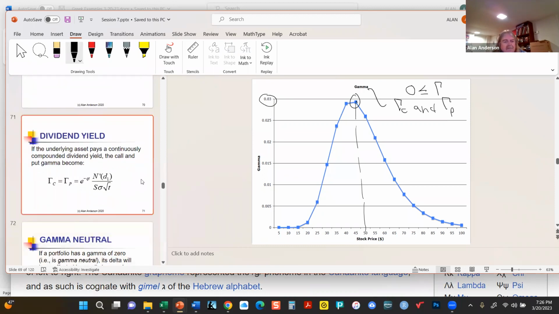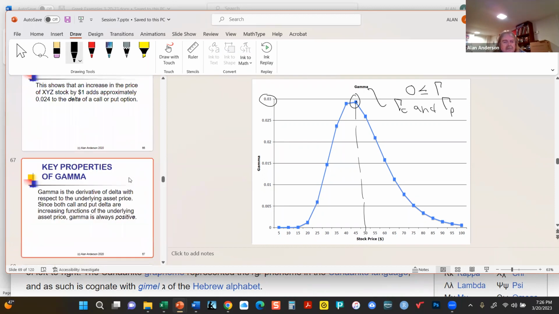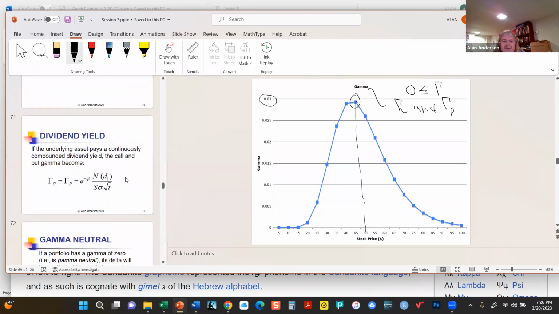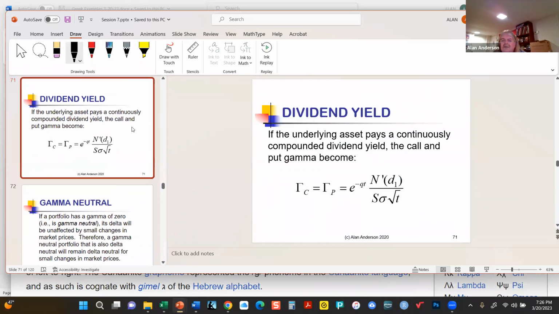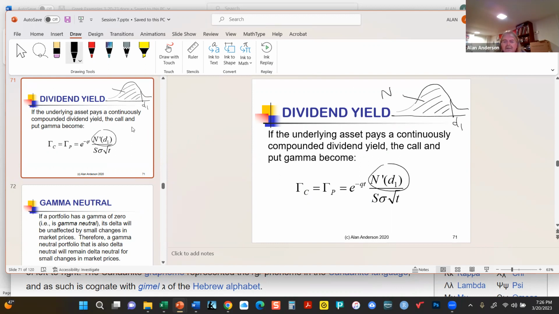So how do we calculate it? Well, this one's a little bit messier. We're going to need to lean on a function in Excel, which refers to the rate of change of this normal curve. So let's say this is D1. This n prime of D1, instead of showing us the area to the left of this, which is what our delta does, this one is referring to the height of the curve at D1.